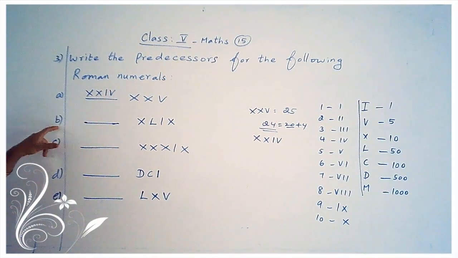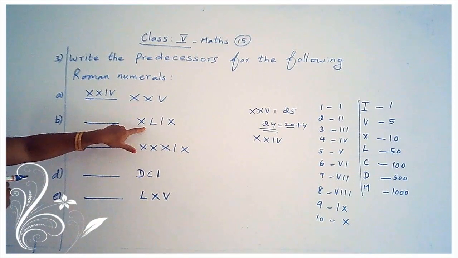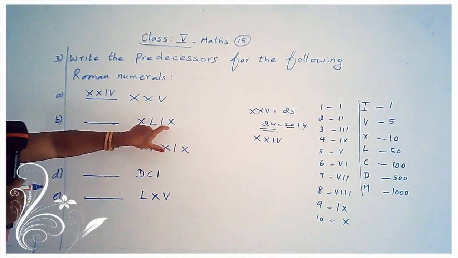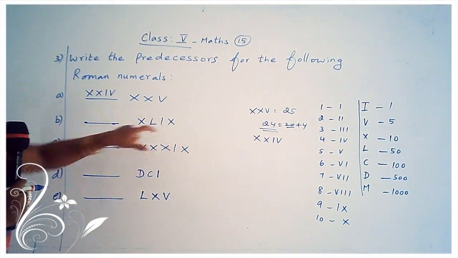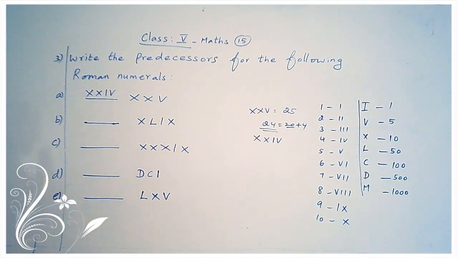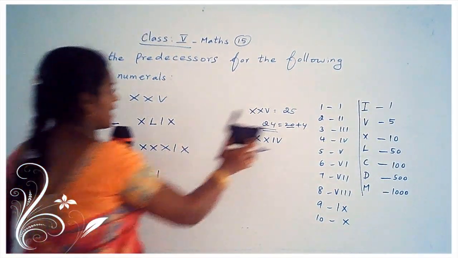Yes. Now you come to the B part. Your number is XLIX. XLIX. So XLIX. Now you convert into Hindu Arabic number. Okay, so XLIX.